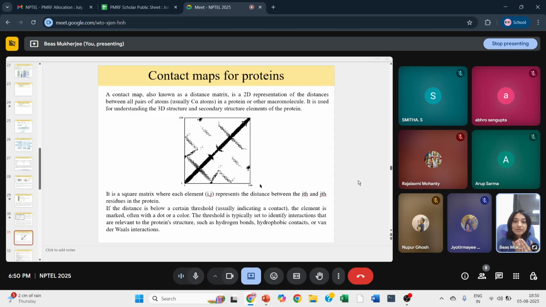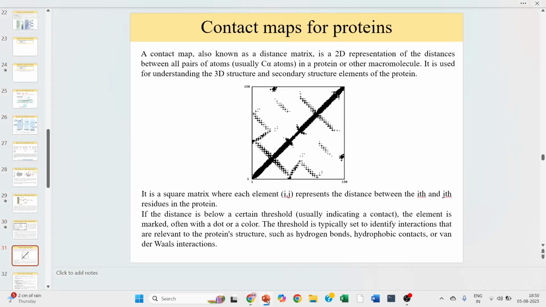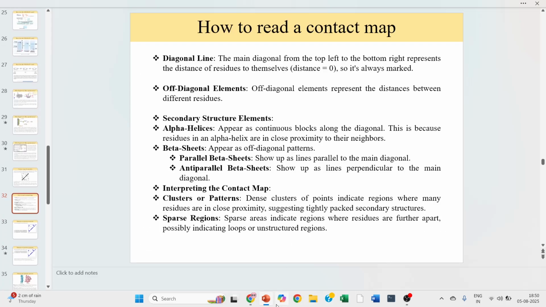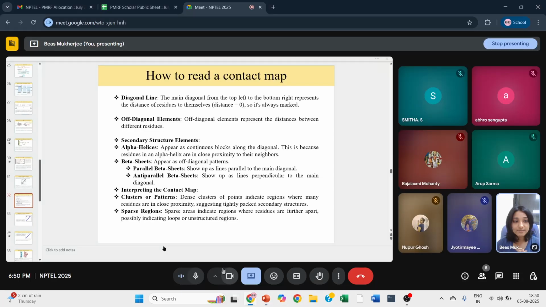The threshold is typically set to identify interactions that are relevant to the protein structure, such as hydrogen bonds, hydrophobic contacts, and van der Waals interactions. The line in the diagonal is for the residue's own interactions with itself. So we look at this bit. Right, see here, everything is explained properly.